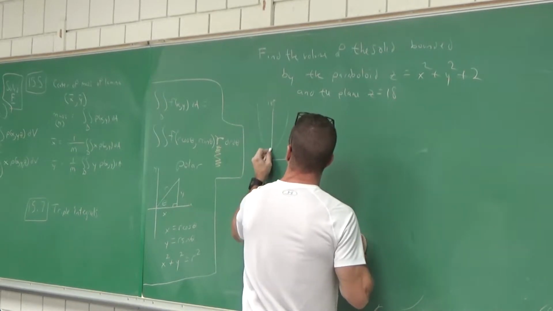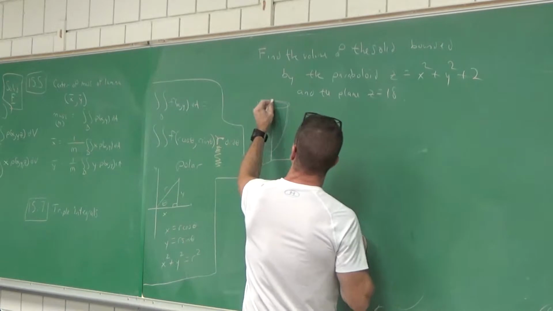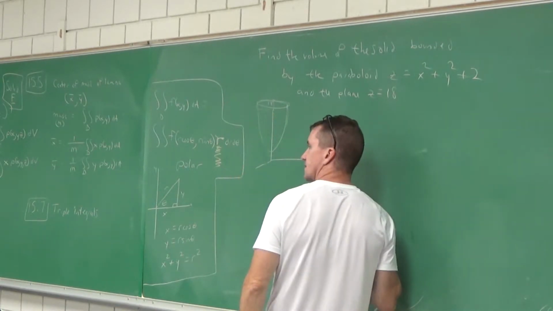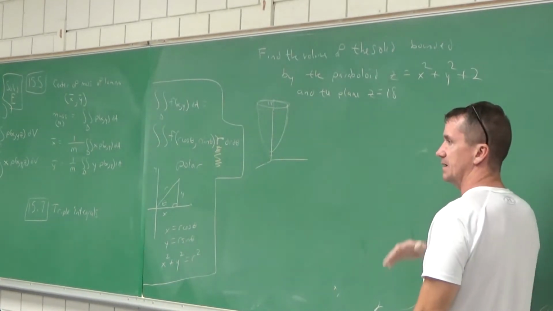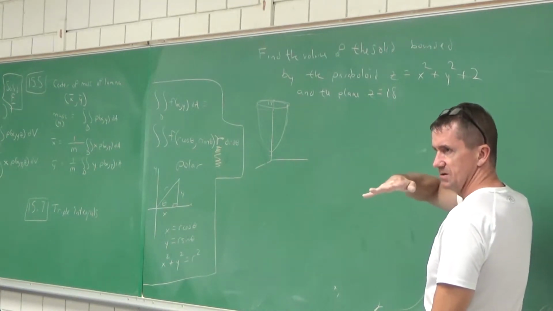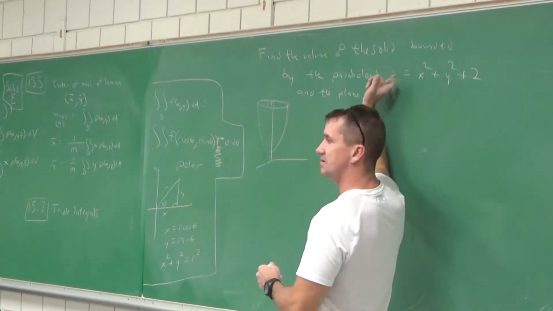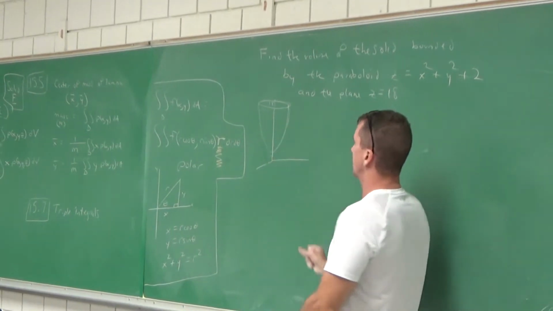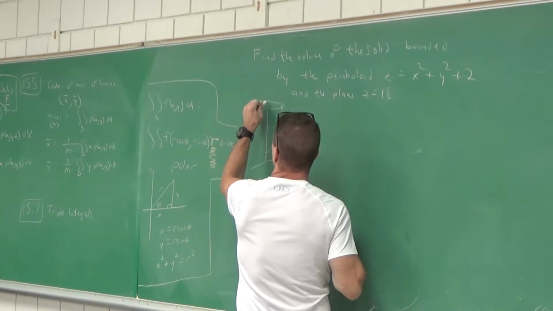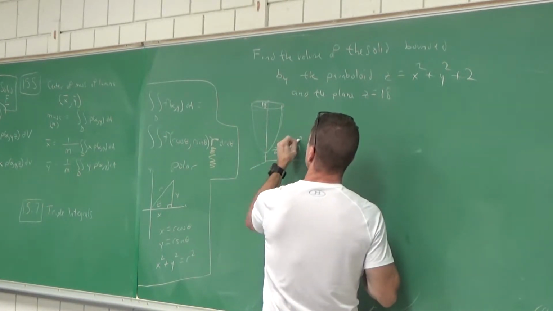Let's keep opening up like this, right? But it's going to intersect the z equals 18 in a what? In a plane. It's going to intersect that plane, but won't it be a circular intersection? Because this is a circular parabola. So that's why I'm drawing it like that. Now this is up 18 notches. This is z equal to x squared plus y squared plus 2.